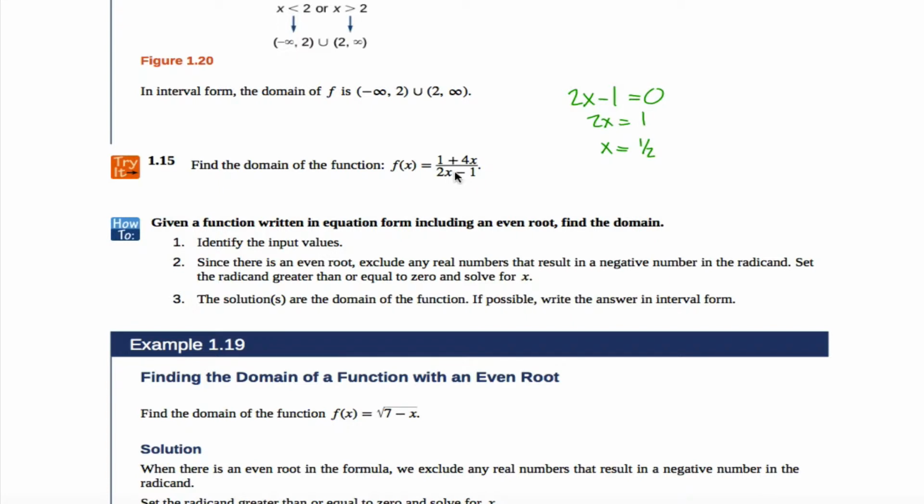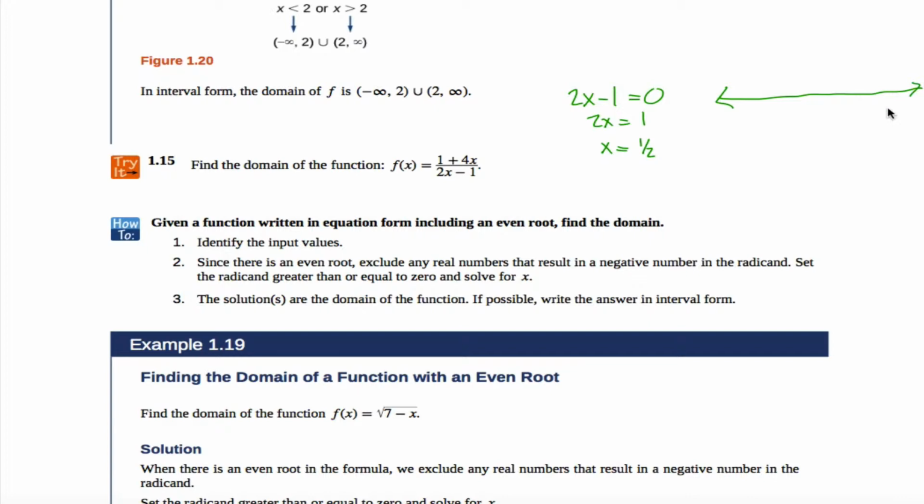And if the bottom equals 0, I'm not getting an output. So x equals 1/2 is the one number that, if I put it into this machine, would give me an undefined output. In other words, it's one number that's not in the domain. So the domain is everything except for 1/2.